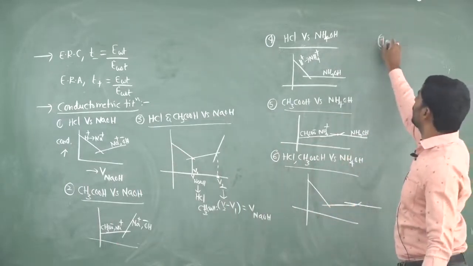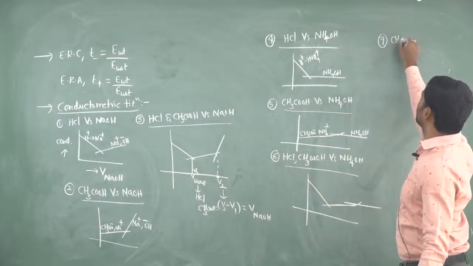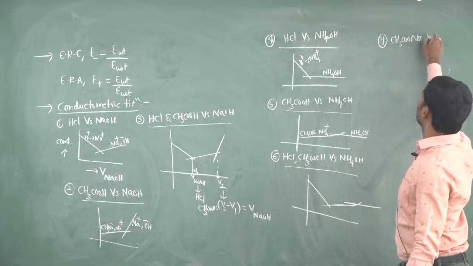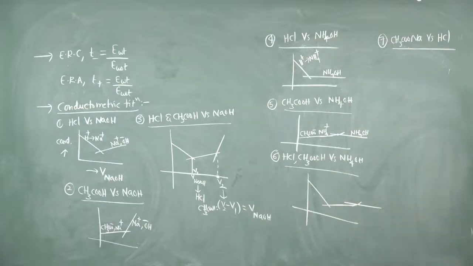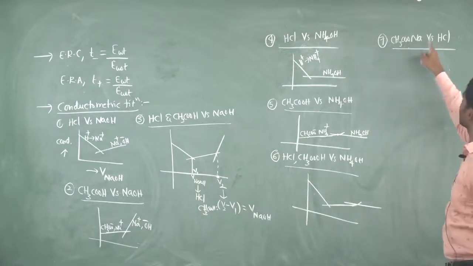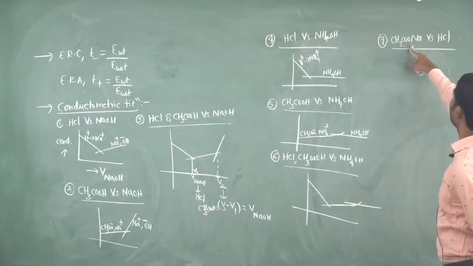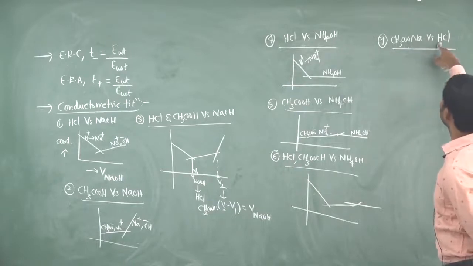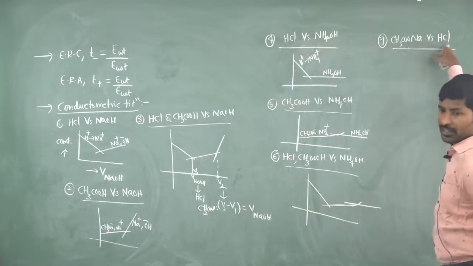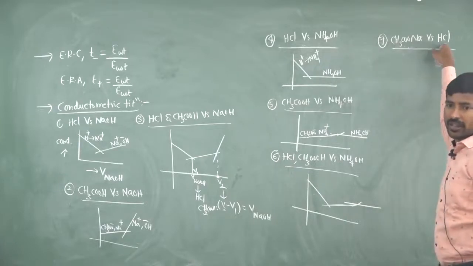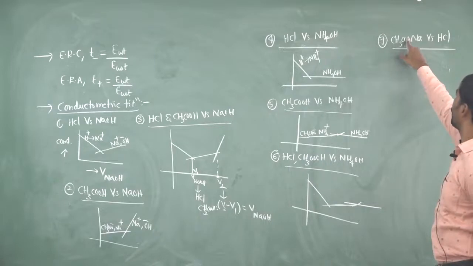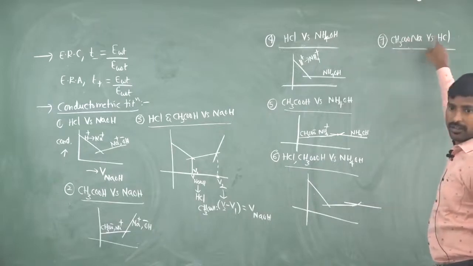Next we discuss the salt of a weak acid with a strong base versus a strong acid. Then what happens? CH3COONa plus HCl gives CH3COOH plus NaCl. That means CH3COO minus ions are replaced by Cl minus ions. In the place of sodium acetate, we will get NaCl.